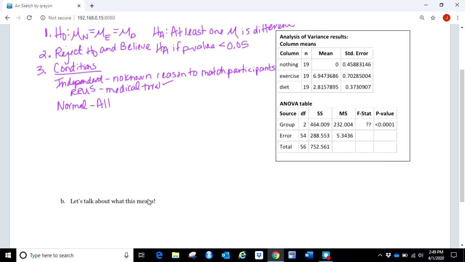So I'll just say that all of my histograms are unimodal and pretty symmetric.